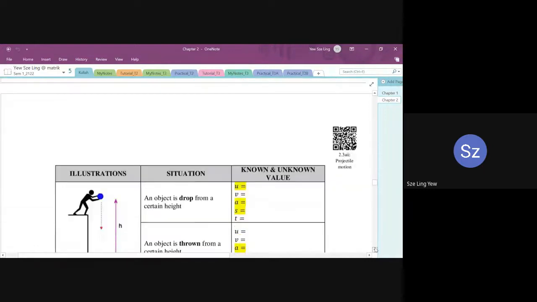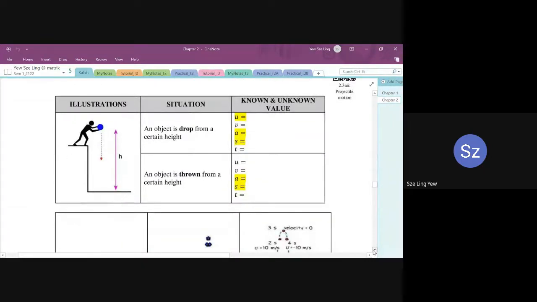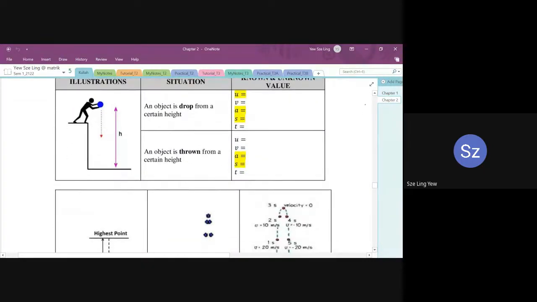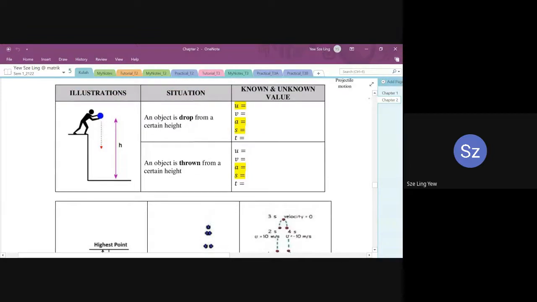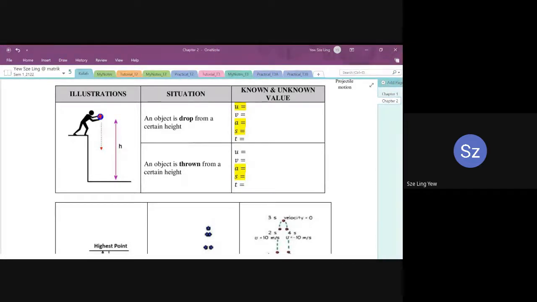Next, now let's look at the different situations. Sometimes a single word makes a difference. For example, now you have a case as shown in this diagram. You carry an object, a ball, and you have to read the questions carefully. Look for the important terms. The important terms here are drop or thrown.